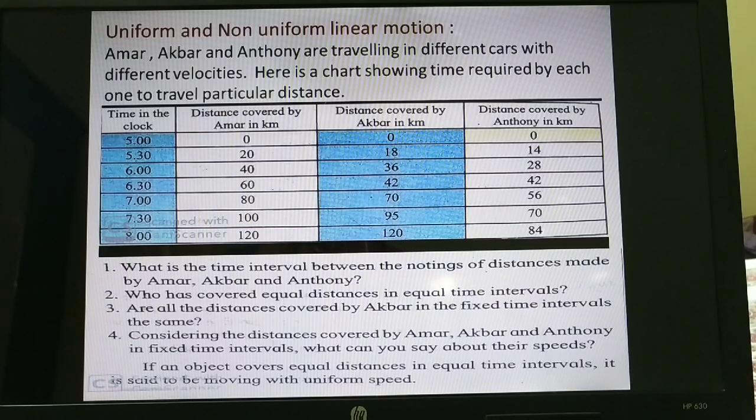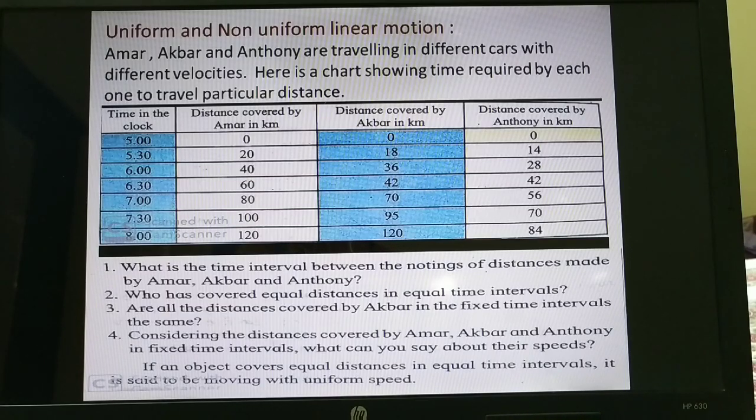But see Akbar. After every half an hour, that means at 5:30 he was at 18 kilometers, then at 6 he was at 36 kilometers, then at 6:30 he was at 42 kilometers. See the difference in those kilometers. You will find that at first there was no difference, but afterwards his speed increased. And Anthony, his speed increased and decreased in between, if you find the difference between his two distances or his speed.